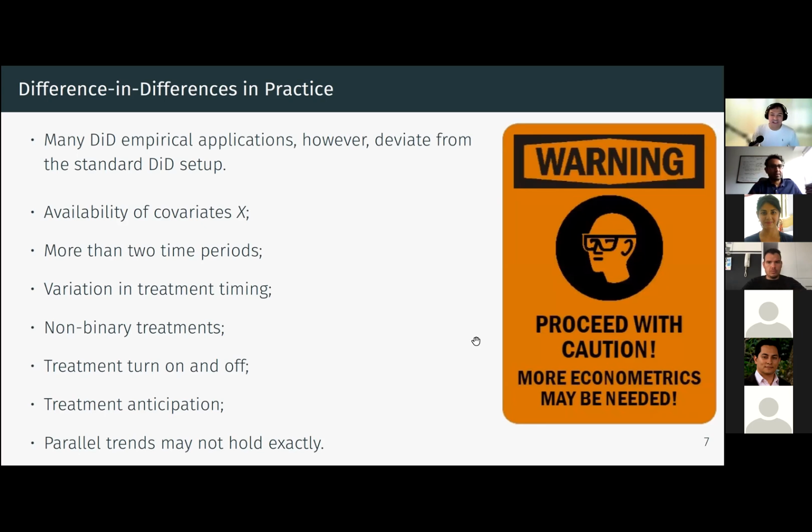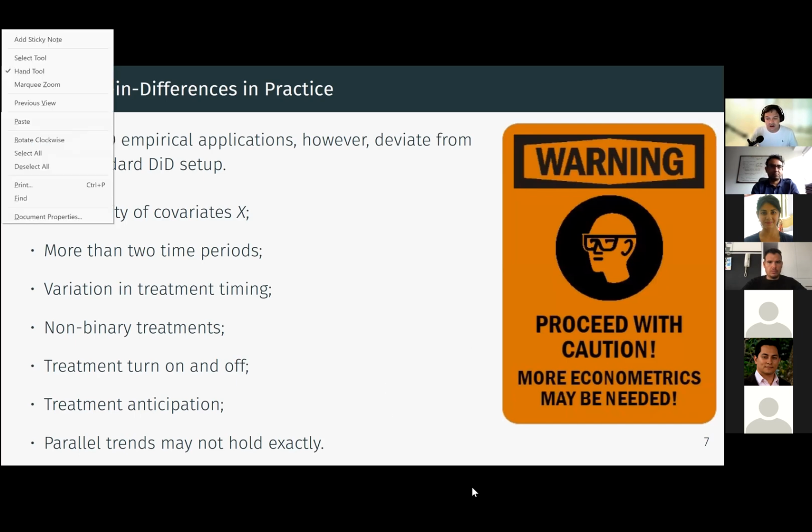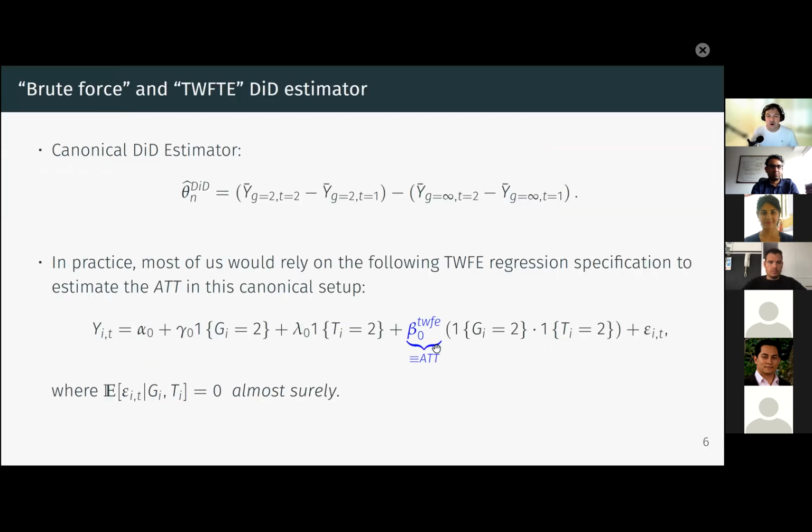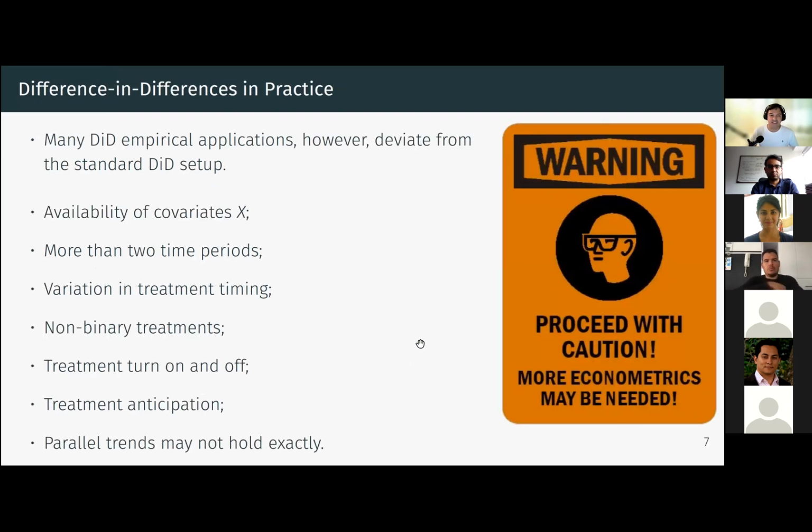There's always a catch, right? So this is where the new literature is going to come through. The catch is that this equivalence is very well understood, but it holds in the canonical setup with two groups and two time periods only. In practice, when you open that universe of difference-in-differences papers, most of those papers are going to deviate from the canonical two groups and two time period setup. They're going to deviate in different ways, but they usually are going to deviate.